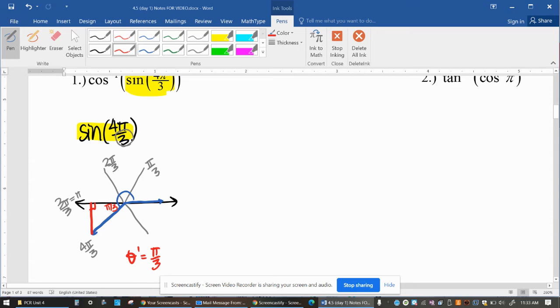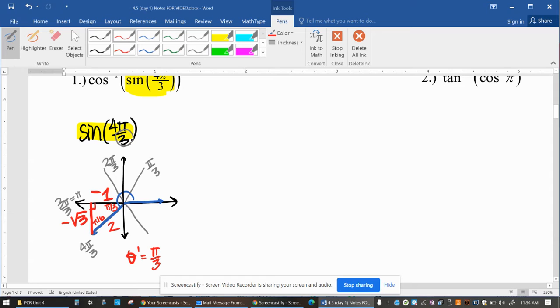Okay, so the reference angle is pi over 3. That's 60 degrees. Across from the 60-degree angle is root 3, but in this case it's going to be negative because you went down. Then this would mean that this is 30 degrees, and across from 30 is a 1, but again you went left from the origin. So imagine the origin, right? The y-axis would be right here. And then the hypotenuse would be 2.